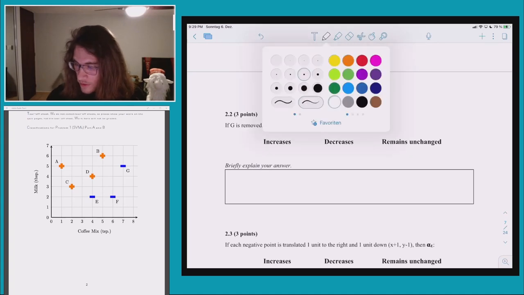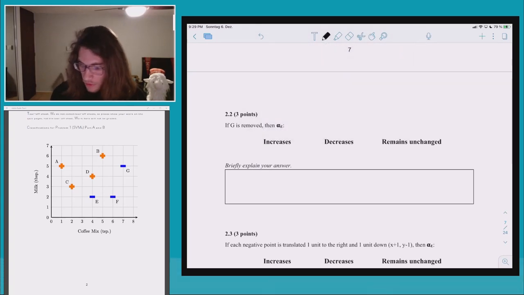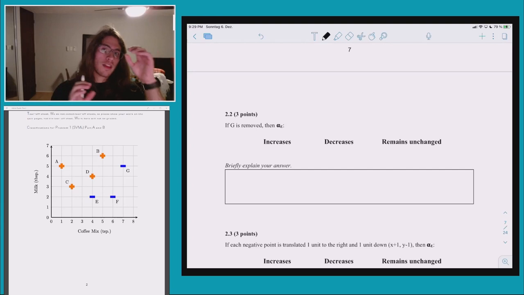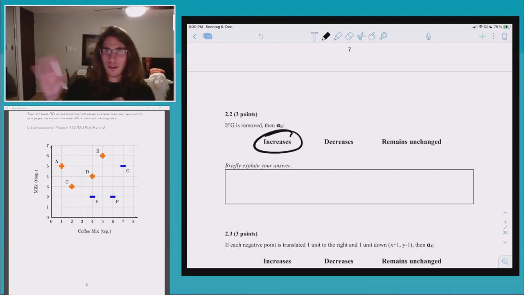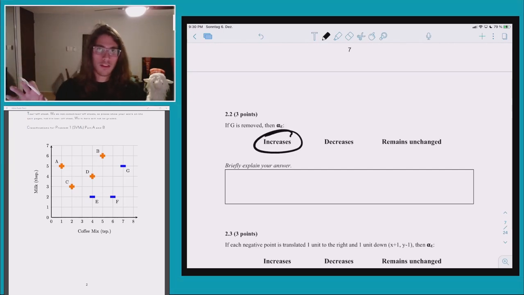Then if you're in a rush and you're thinking intuitively about this, you think, okay, alpha g is removed. That means there's only one support vector on the negative side, and there is a support vector on the positive side. There's only two support vectors, which means that alpha e increases, because now instead of sharing the support of the decision boundary with alpha g, it's by itself.